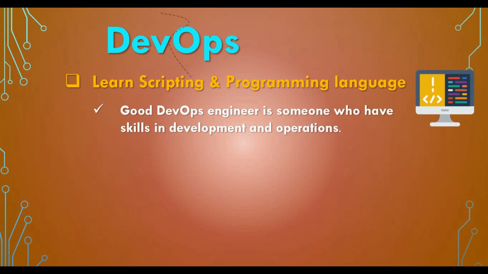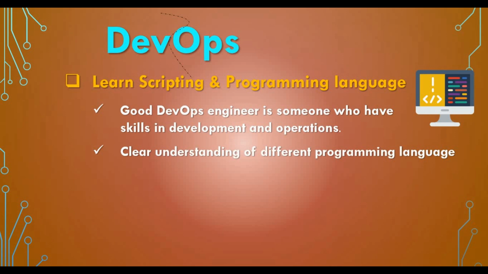But as I said, for the programming skill, you don't have to be writing a program. What you will require is a clear understanding of different programming languages, so that you know how the application works. And the scripting, why it is important, is because your job as a DevOps engineer would be to automate a lot of things, right?